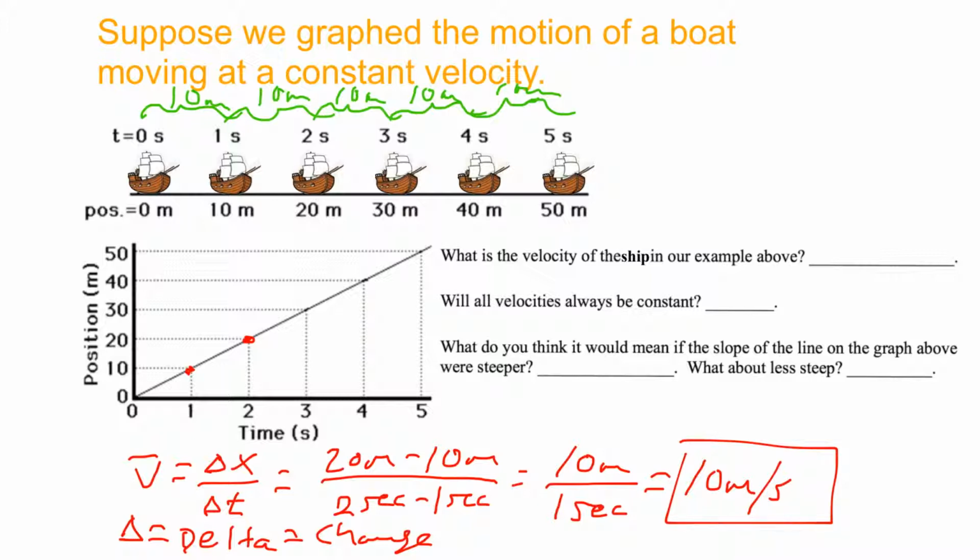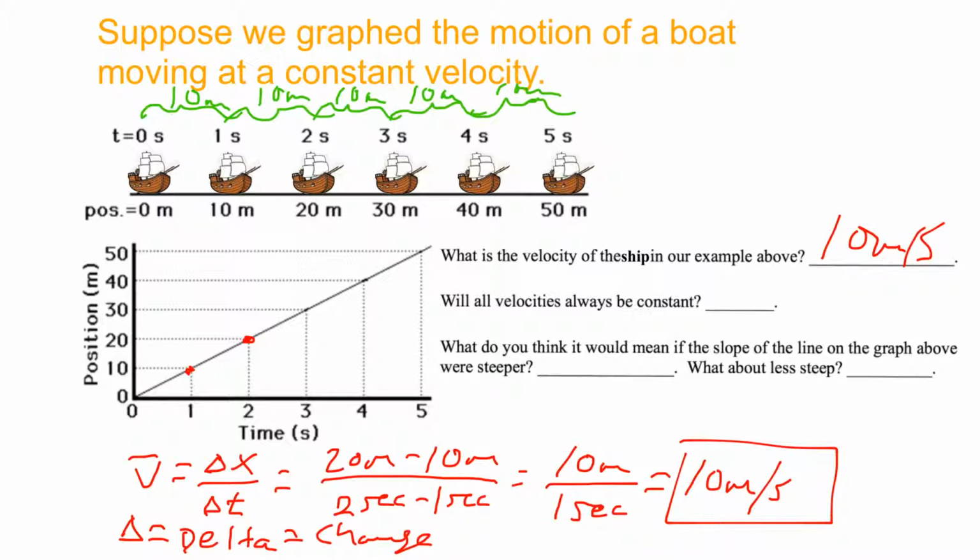Alright, remember units for velocity are always meters per second. So let's look at the next question. Will all velocities always be constant? Now they're talking about in real life, not just this graph. Now, we can answer for this graph. For this specific case, will all the velocities of the ship always be constant in this graph?